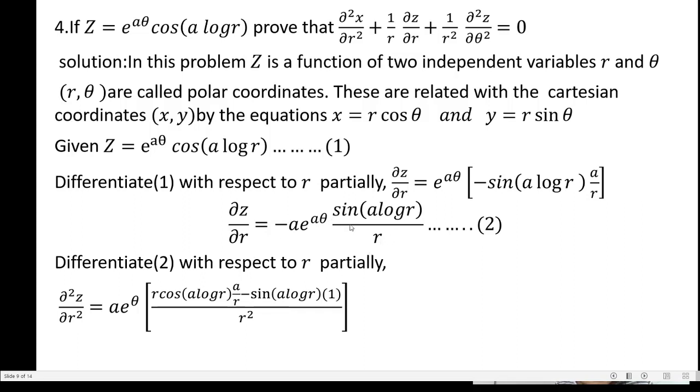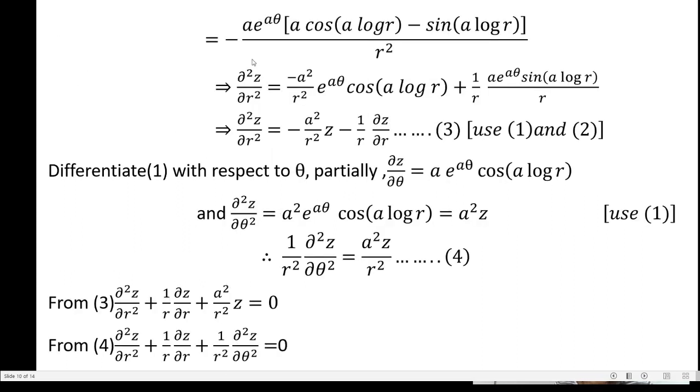Here the r terms are there, so use the u by v form. r into sin(a log r) differentiation is cos(a log r) into a by r, minus sin(a log r) into the differentiation of r, which is 1, divided by r². Here the minus sign is there. ∂²z/∂r² is minus of a e^(aθ) into this term. Right?